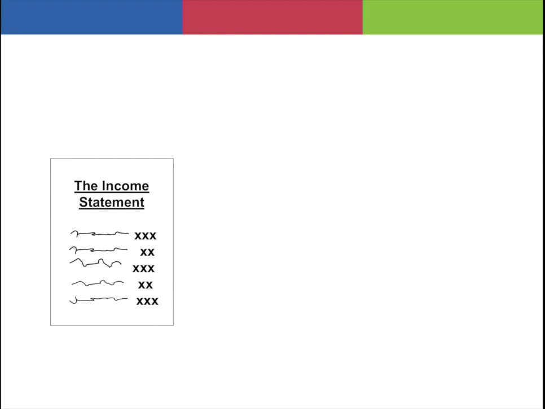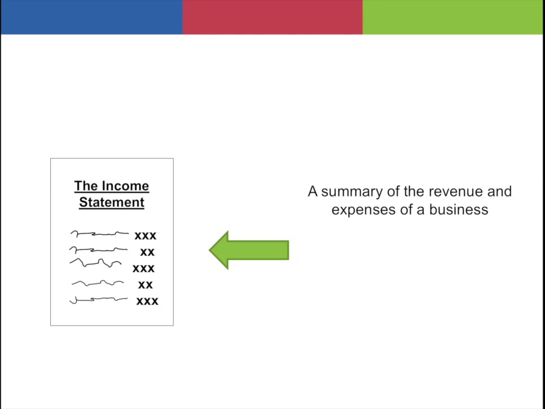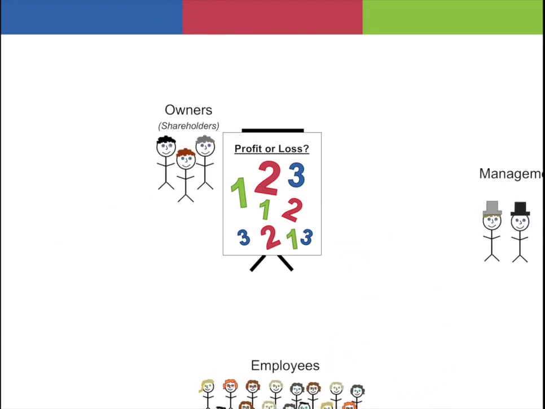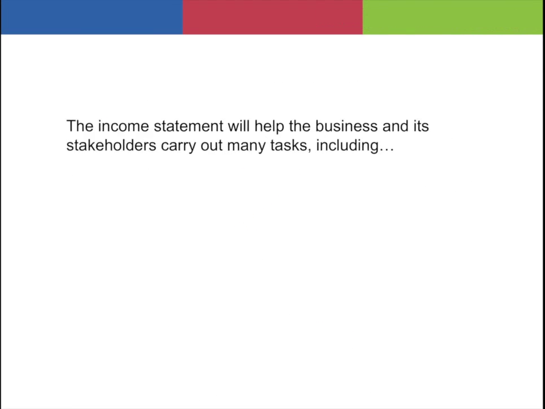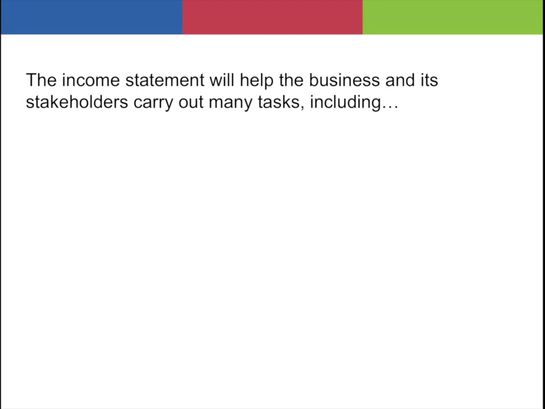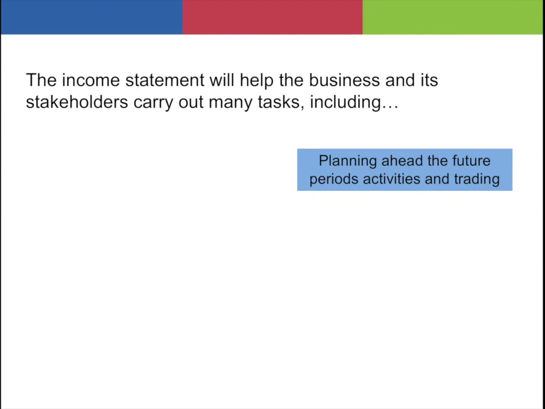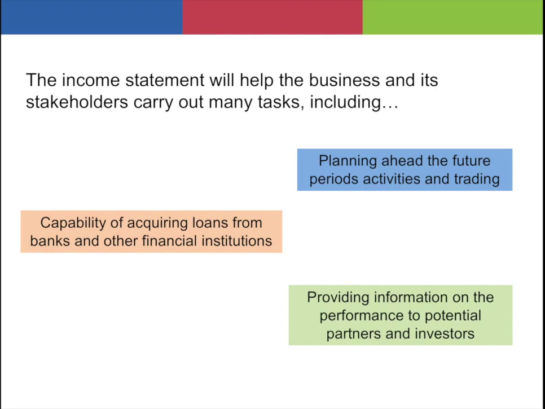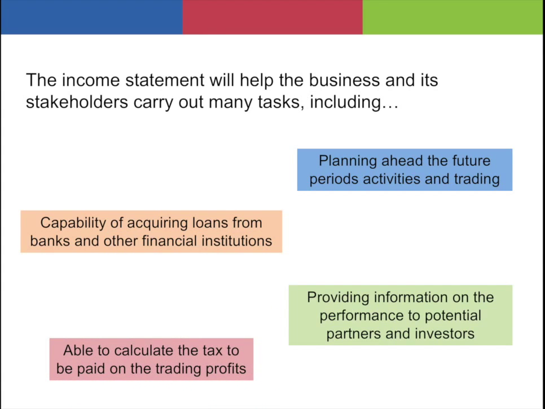In our prior video on part 1 of the income statement, we found out that the income statement, which is also known as the trading profit and loss account, is a summary of the revenue and expenses of a business, and as a result this can establish the level of profit or loss made in a given period. The income statement is helpful to identify what profits or losses were made by the business during a period, and can help the business and its stakeholders carry out many tasks, including planning ahead the future period's activities and trading, looking at whether the business is capable of acquiring loans from banks and other financial institutions, providing information on the business performance to potential business partners and those who might invest in the future, and being able to calculate the tax to be paid on the trading profits.